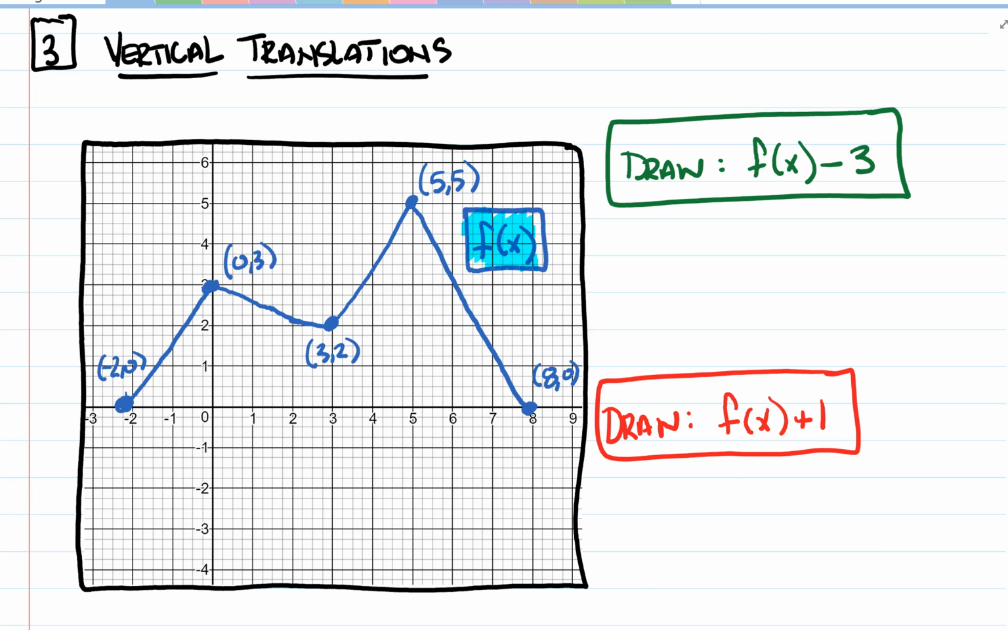Okay, box number 3. I'm going to show you a very specific example of a vertical translation. So in the graph, you see this blue function, which I'm calling f of x. Kind of looks like a mountaintop. I have a bunch of points that I have labeled for you. And what we're going to do together is draw f of x minus 3 and then f of x plus 1.